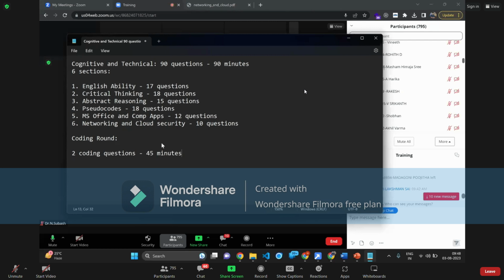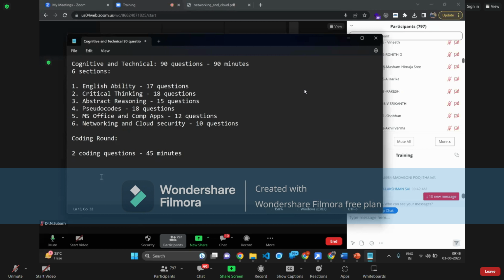Language barrier as in, I don't mean Telugu, English, or Hindi. Language barrier as in you can write the code in C language, Java, Python, C++, a language of your choice, or the language that you're trained in, either way, right? So cognitive and technical, post which you will have a coding round.